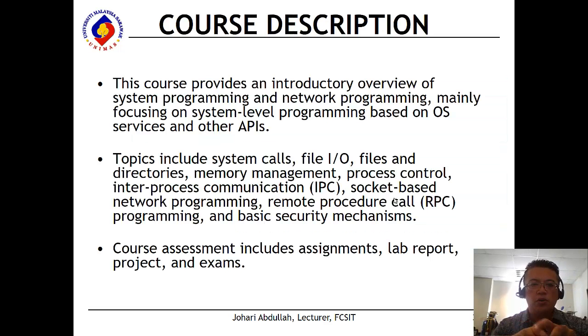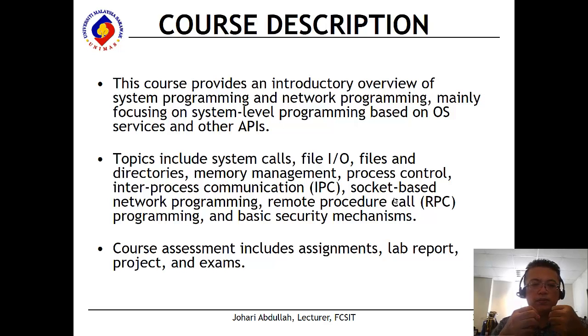Now, what is this course all about actually? You can read all those things, but the essence of this course is purely a programming subject. So if you don't like programming, then you might have a hard time in this course, but what I will do is try my best to ensure that you can get through this course and hopefully you will end up liking programming or even love programming.